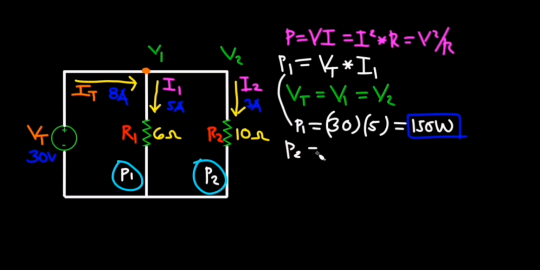Then for P2, I will use I squared times R. Using values, 3 squared times 10. It's gonna be 90 watts.